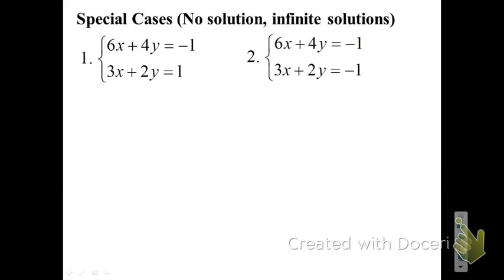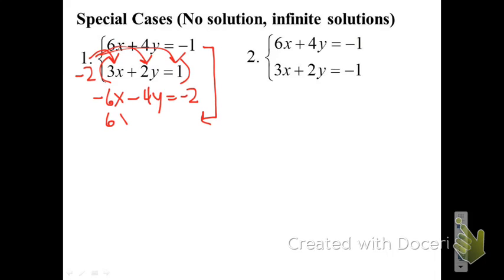Alright, we have some special cases. If I were to look at this equation here, if I wanted to eliminate the x's, then I could multiply this bottom one by -2. It'll give you -6x. Now remember to take it to all 3 terms. Minus 4y equals -2. And then I'm going to bring this one down here. 6x plus 4y equals -1. And then I'm going to add these.